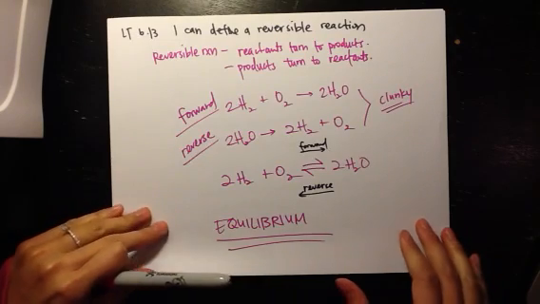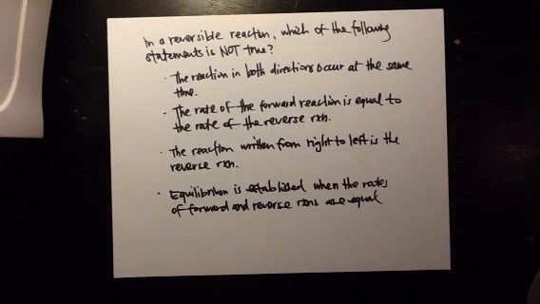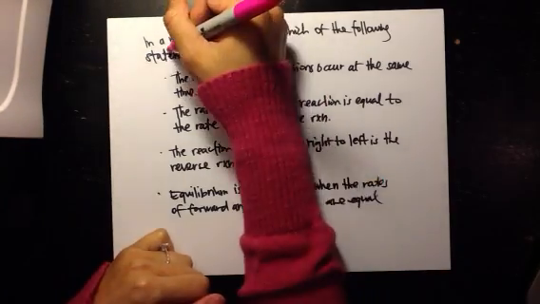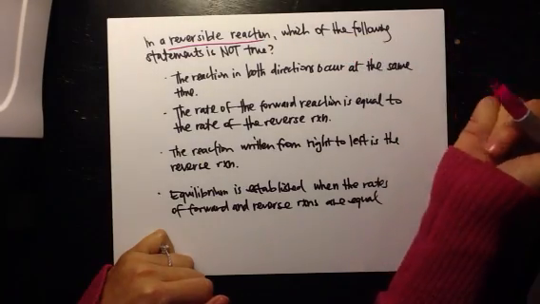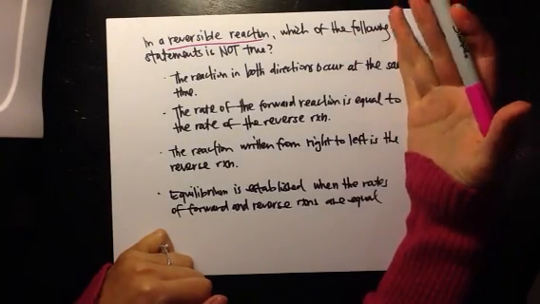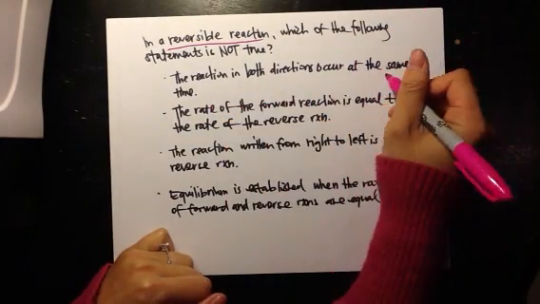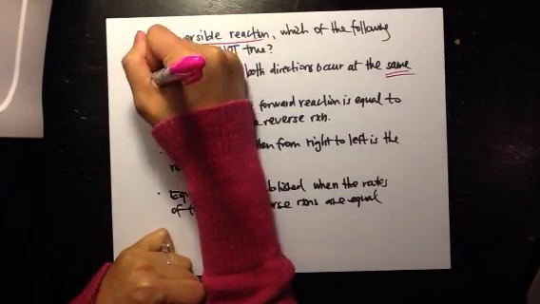Okay, so let's go ahead and take a look at our sample question. In a reversible reaction, which of the following statements is not true? Okay, let's take a look. So we're looking for something that is false. Okay. In a reversible reaction, is the reaction in both directions occurring at the same time? Yes, right? You're going back and forth at the same time. This is a true statement.